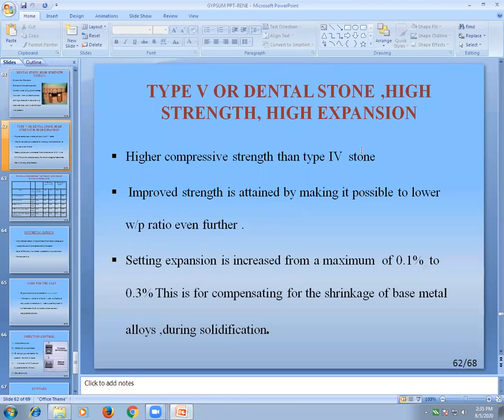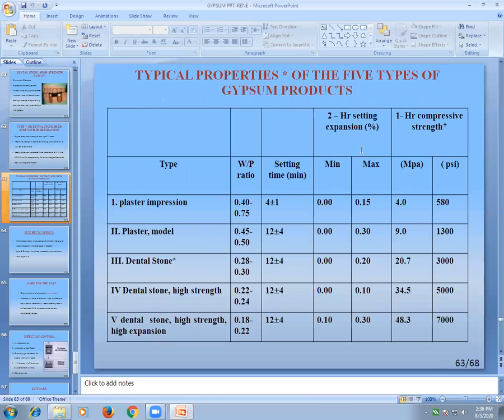Type 5, or dental stone with high strength and high expansion. This is used for casting purposes, with higher compressive strength than type 4. Improved strength is attained by making it possible to lower the water powder ratio even further. Setting expansion is increased from a maximum of 0.1% to 0.3%. This is for compensating the shrinkage of the base metal alloys during solidification.